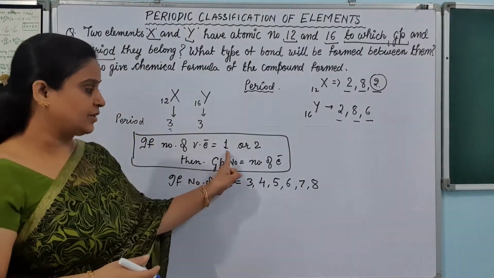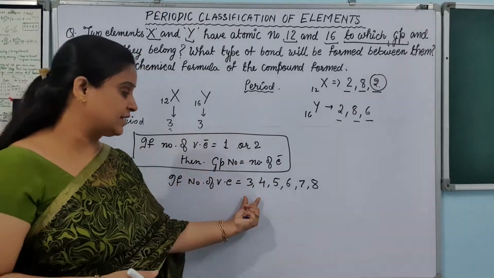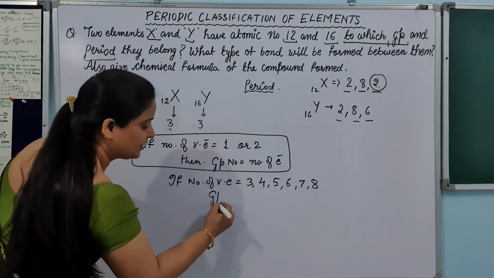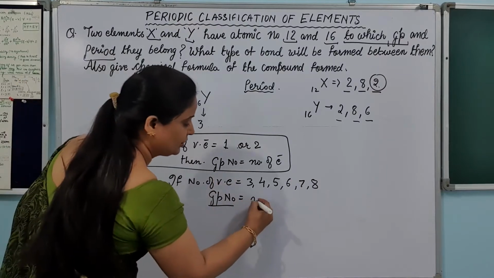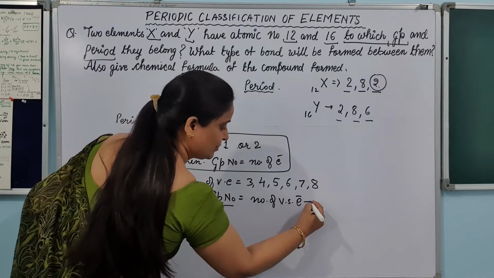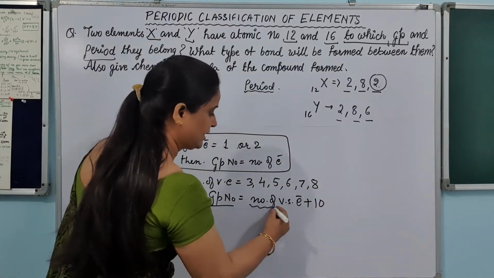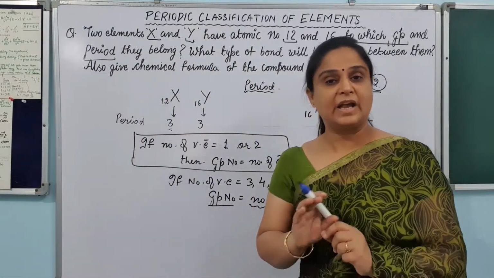So if it is 1 or 2, your group number will be the number of electrons in the outermost shell. If it is 3, 4, 5, 6, 7, 8, so the group number will be: write down this equation, group number will be equal to number of valence shell electrons plus 10. So this will be the formula, a trick for calculation of group number of any element. I hope it is simple.